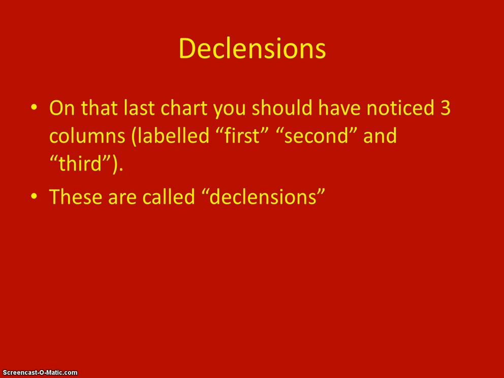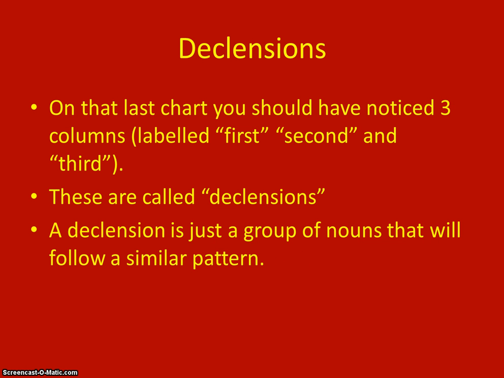And a declension is effectively just a family of nouns. It's a group of nouns that are going to follow a similar pattern. All the words in first declension get the same set of endings on them. Second declension and third declension, the same thing.